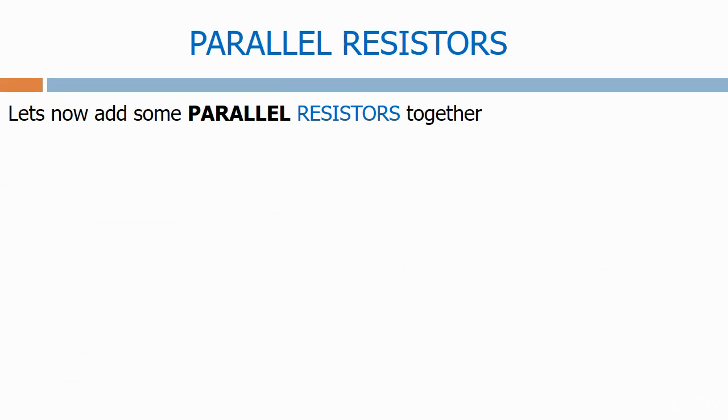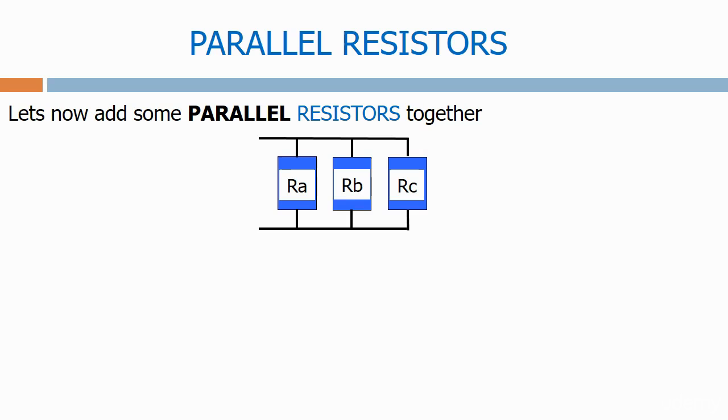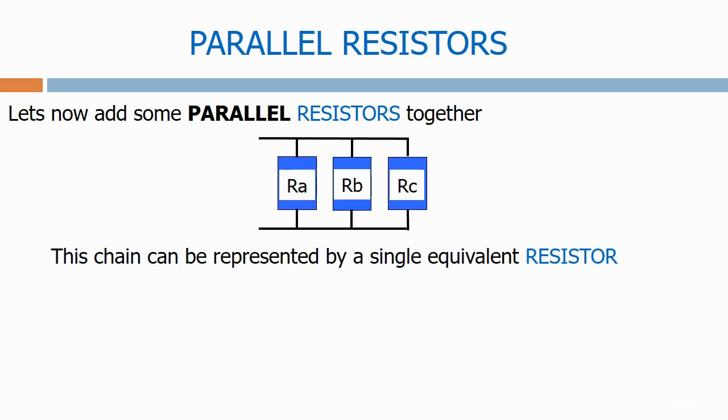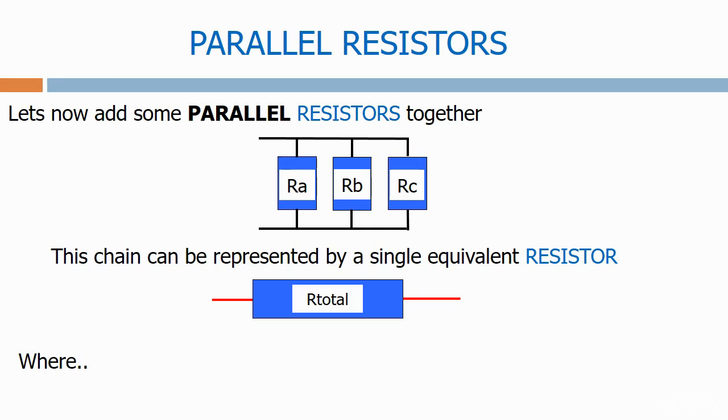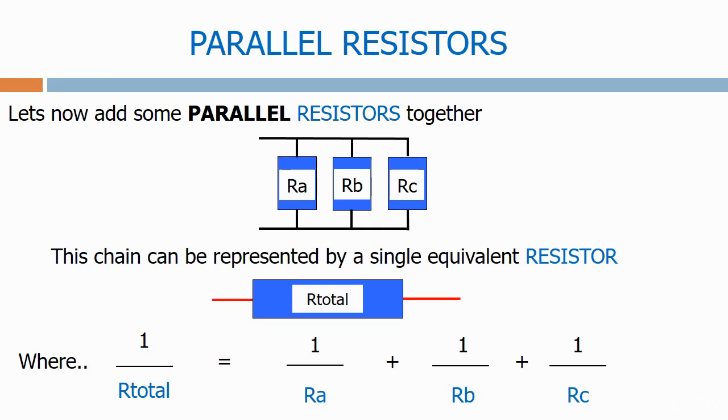Let's now add some parallel resistors together. Here we have the previous circuit with RA, RB and RC. This chain can be represented by a single equivalent resistor, R total, where 1 over R total equals 1 over RA plus 1 over RB plus 1 over RC.